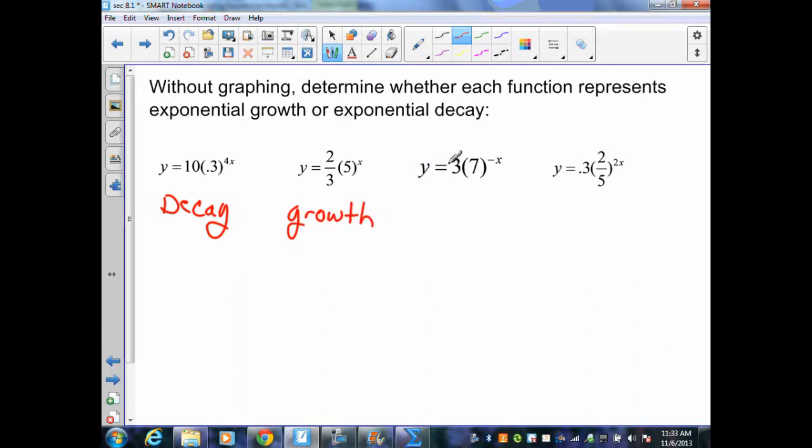My next function, y equals 3 times 7 to the negative x power. Since this is a negative exponent, I can write this as 3 times 1/7 to the x. Now, b is really 1 over 7, which means it's between 0 and 1, so this is a decay. That only occurs if my exponent is originally a negative exponent of negative x. Next, I have a 2/5 for b, which means b falls between 0 and 1, and therefore this is also a decay.